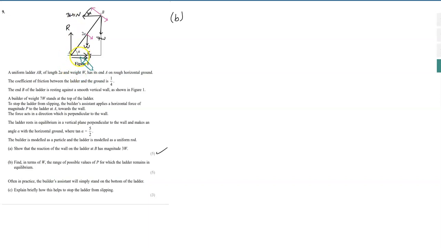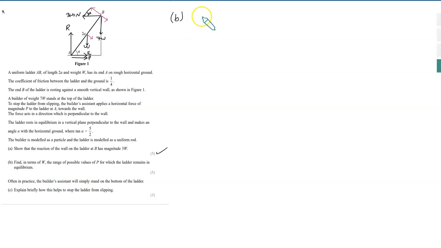But when the assistant is forcing on the ladder, we've assumed for the moment a minimum amount of P, if you like, to prevent the ladder from slipping. So friction is acting in the right direction. But the assistant could be pushing to a degree where the ladder would want to slip forwards, like the assistant put a lot of force on the foot of the ladder. So what we're going to do now is consider both of those scenarios.